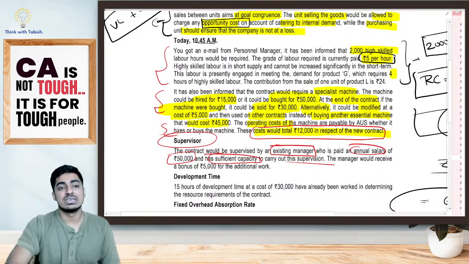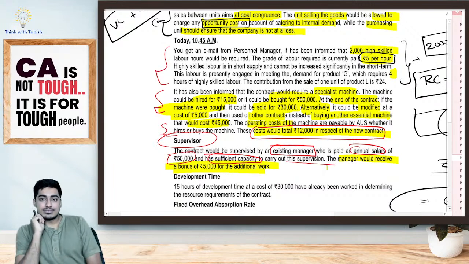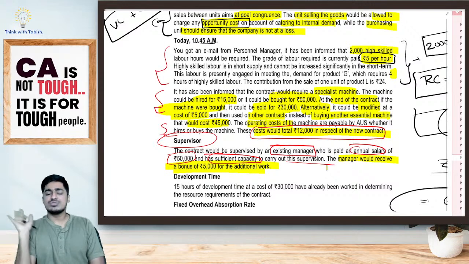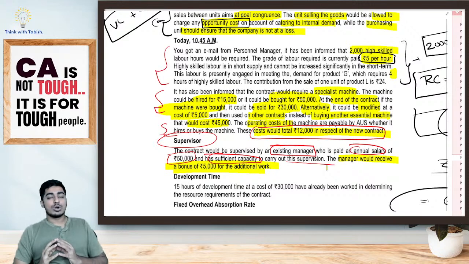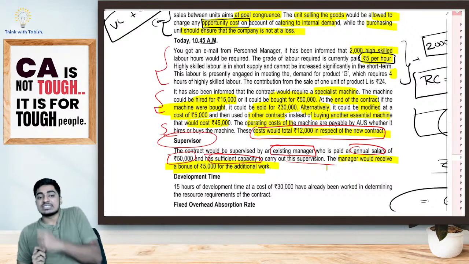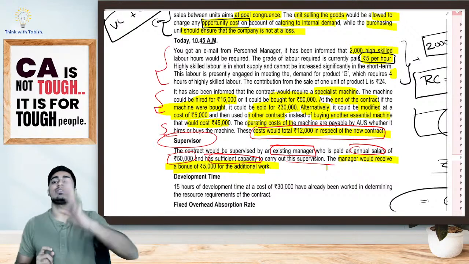But now look at this. Manager would receive a bonus of 5,000 for the additional work. That is why I tell you, do not try to learn things by heart, because in real life every situation is different. Now look at this. If there is no special order, what would we have done? Manager would be sitting free. 50,000 anyways per annum we are giving. Now if we accept the special order, 50,000 still will be given. If we accept or not, we have agreed. But now because he is doing this work, an extra 5,000 I need to pay. Extra 5,000 I am paying just because he is supervising this work.